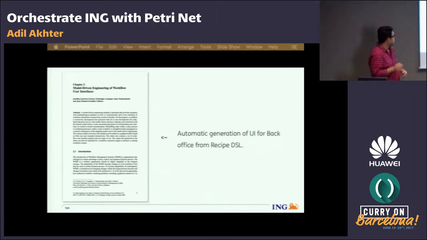And we'd like to focus on a project where we could generate the UI from this recipe DSL for our back office. And every year we get around 8 million calls in our back office for different processes. So if we can visualize what's going on and at which step a process is stuck, we could help our back office quite a lot.